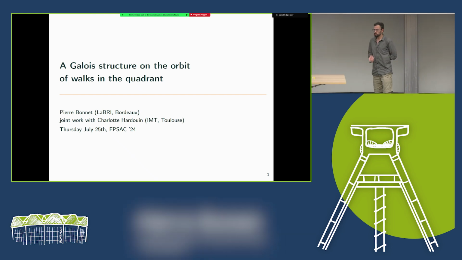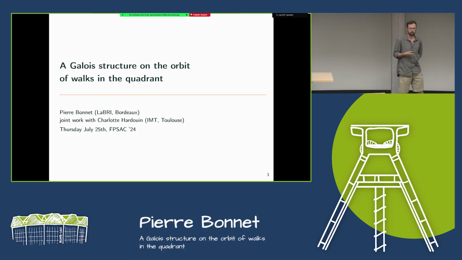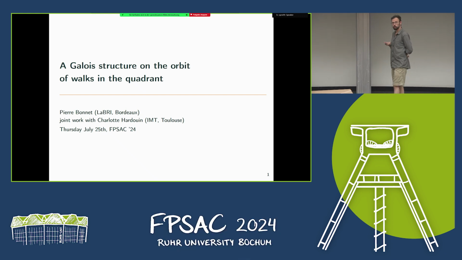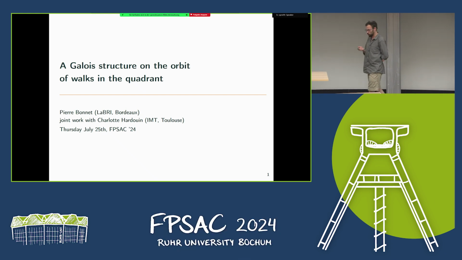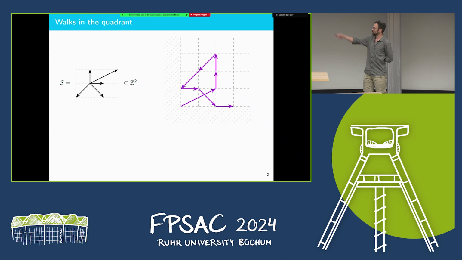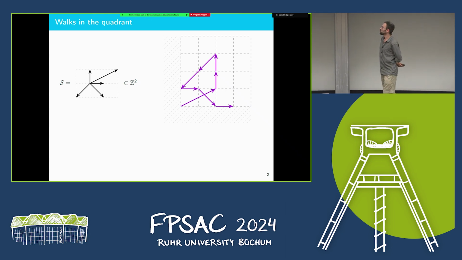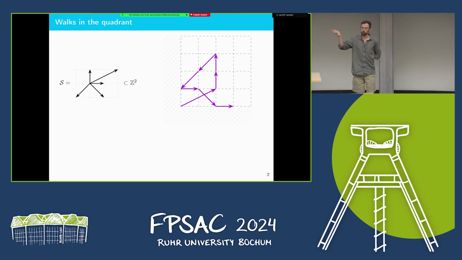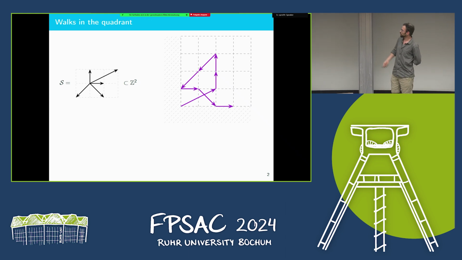In this talk, I will talk about some joint work with my co-advisor, Charlotte Ardouin, on the topic of enumerating walks in the quadrant. So, without further ado, I will introduce the object. You are given some finite set of vectors in Z2, and what you do is you perform a walk in the quadrant using the steps that are in this set, which we call a model of walk, meaning that you are not allowed to cross the axis at all times. You must remain in the quadrant.